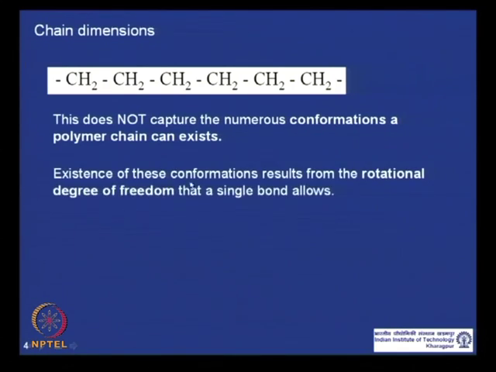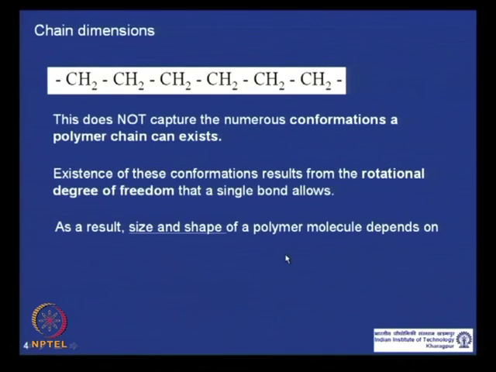Now, as we said, the existence of these numerous conformations results from the rotational degree of freedom that a single bond allows. Depending upon the substitution, rotation across a single bond is always allowed. Okay, now, in case of polymers you have so many single bonds. In polyethylene you have so many single bonds, and each one you can rotate, they are rotatable. So, that is the result, you get so many conformations.